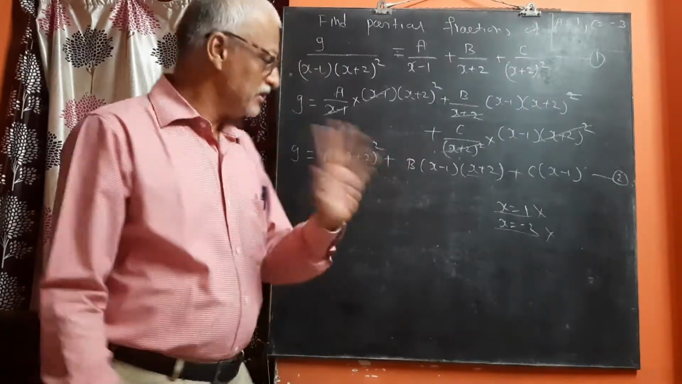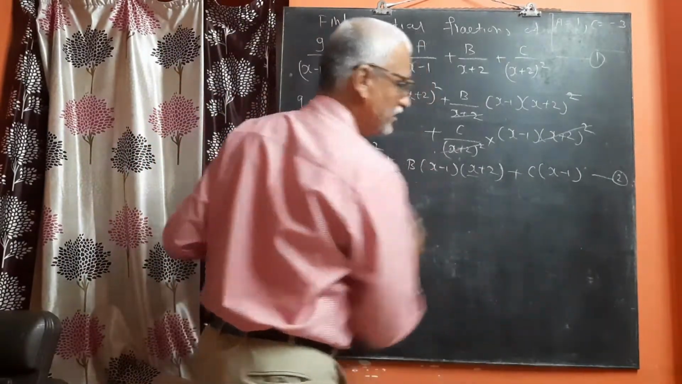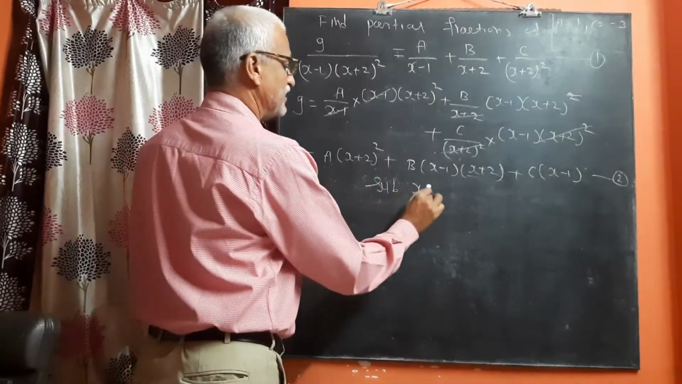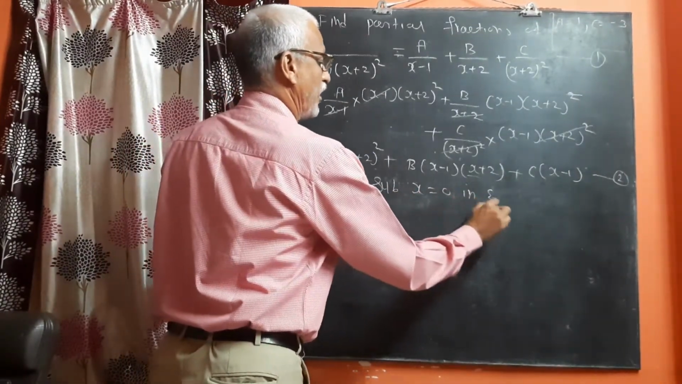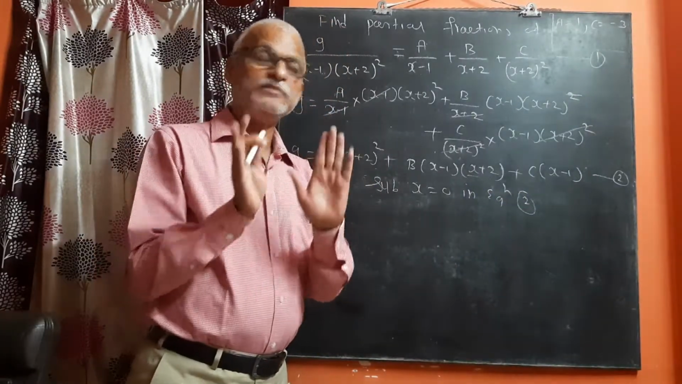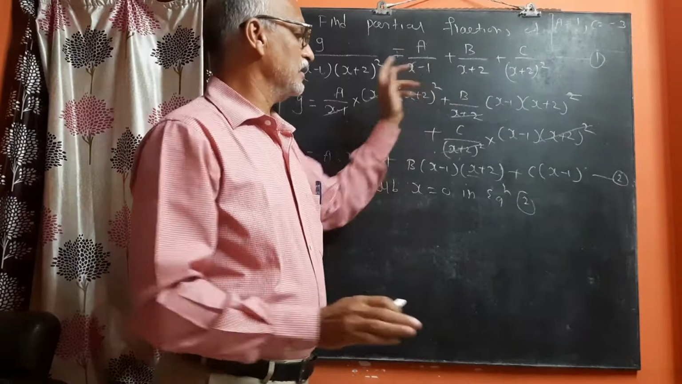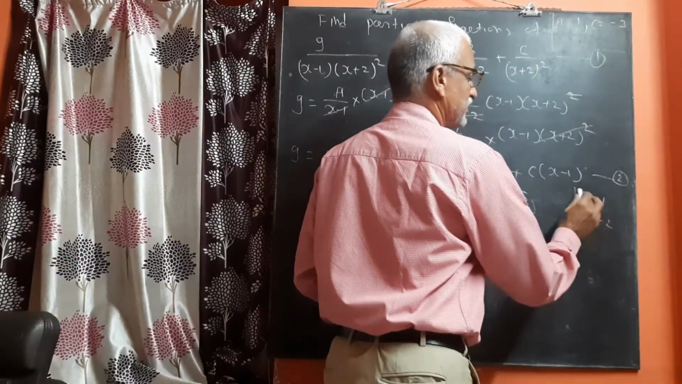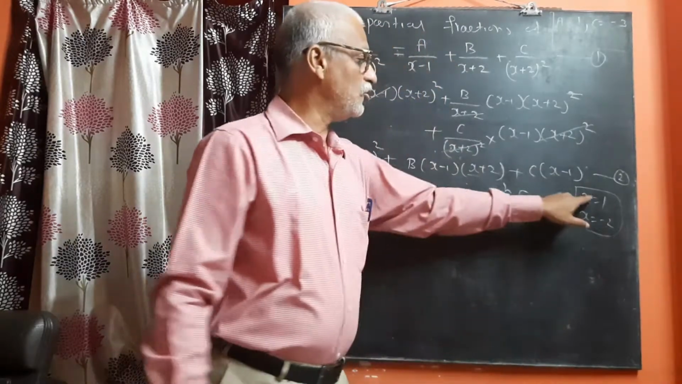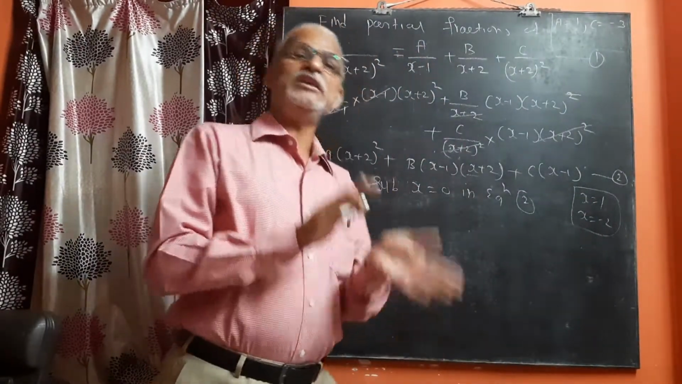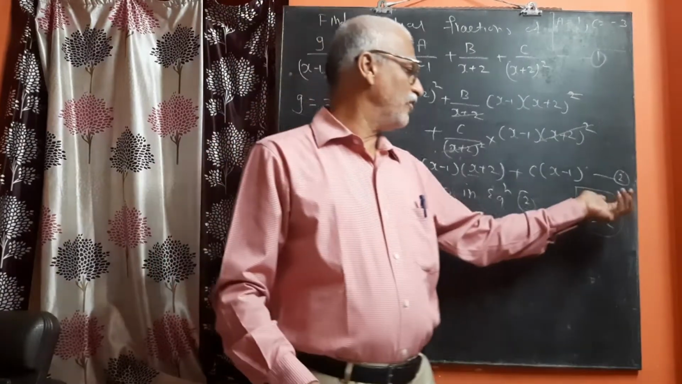So we can substitute x equals 0 here. The third one, substitute x equals 0 in equation 2. You may substitute any value. The condition is only that the first substitution was x equals 1 and the second one was x equals -2. Leaving these two, you can substitute any value of x. You may substitute any value of x other than 1 and -2.